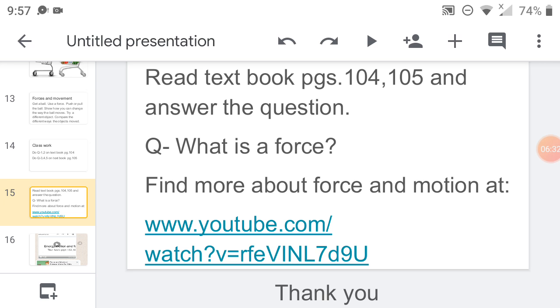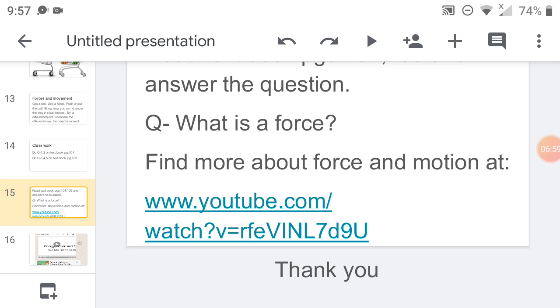But if you want to know more about force and motion, what is motion? I told you, let me repeat. Motion is the act of moving, and objects move in different ways. Some objects move around and around. Some objects move in a straight line, or some objects move back and forth like a swing. Okay. So if you want to know more about force and motion, you can follow this given YouTube link. Okay. Link is here.